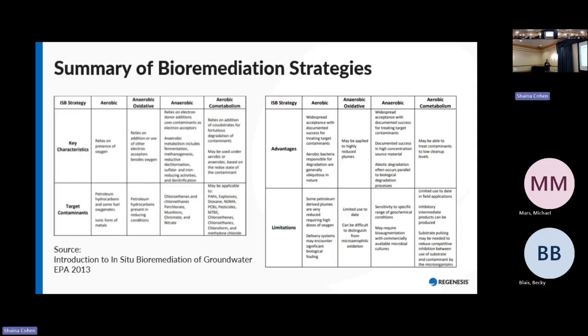This is a little hard to read, but I really just wanted to direct you to this resource from the EPA, which is essentially a guide and an introduction to in situ bioremediation of groundwater, and goes through some of the various bioremediation mechanisms and some of the key advantages, disadvantages, and considerations to take into account. I just encourage you to visit this resource if you haven't explored it.